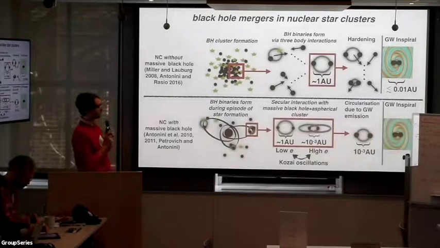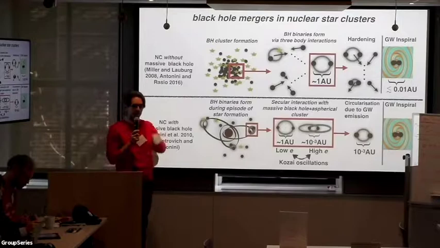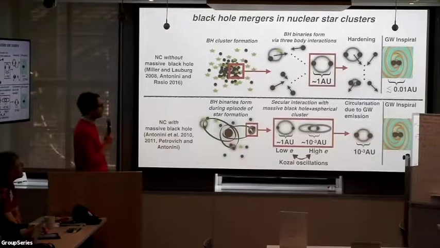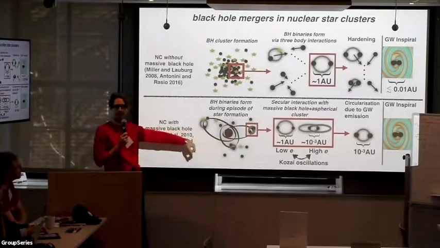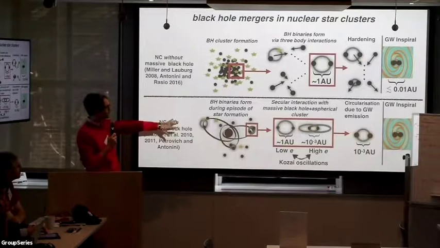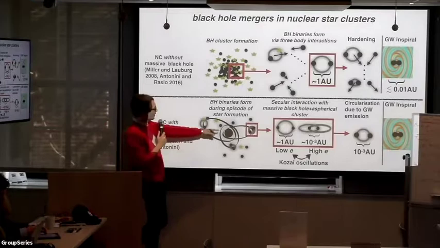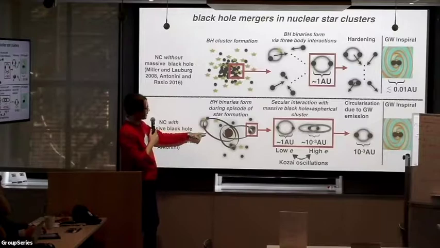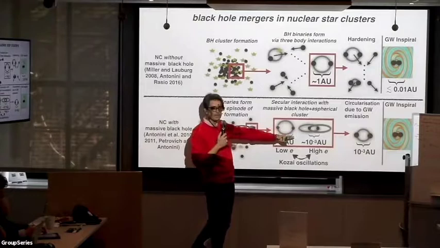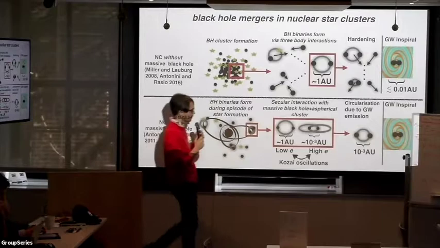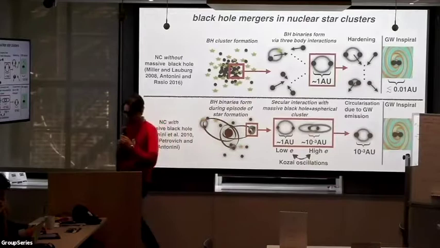Then the other channel that we propose with Hagai Perez, who is sitting in this audience as well, is that these binaries can also form in the environment of nuclear clusters with a supermassive black hole. Both types of clusters are observed, nuclear clusters without a supermassive black hole and nuclear clusters with a supermassive black hole, so we have to make this distinction. If you have a supermassive black hole, then the idea is that, as Carl briefly described, you form stars through an episode of star formation, then the Lidov-Kozai mechanism leads to very high eccentricities in the binary surrounding the supermassive black hole, and because of the very large eccentricities, you induce a gravitational wave inspiral.